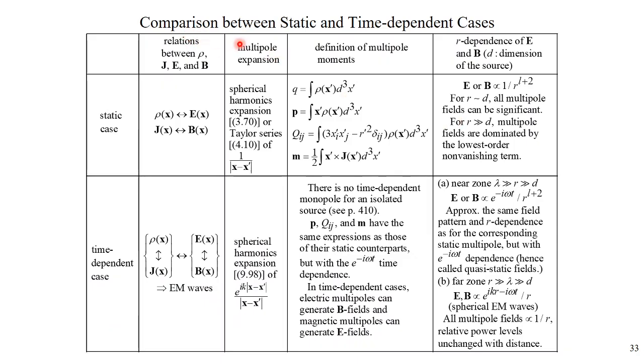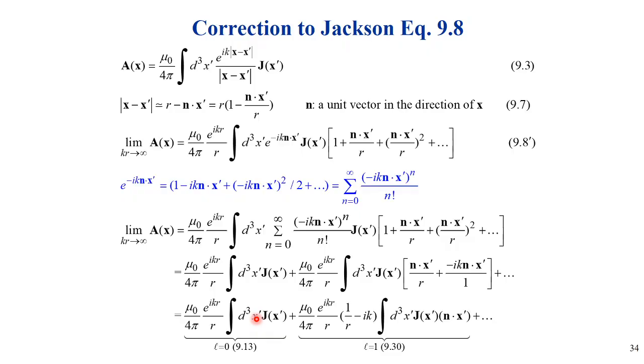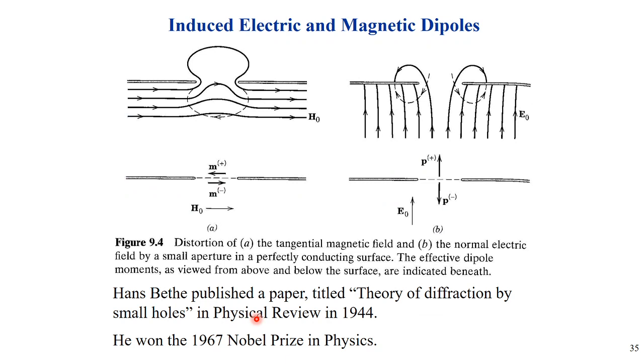So it's a comparison between static and time-dependent cases. Static case, okay, that's the static case. For the time-dependent case, we start from here. And we have some corrections for this one. And how to excite electric dipole and magnetic dipole. Here is a simple example. If we have H field inside a waveguide and we have a small coupling, the field will distort and leak outside, and outside it is equivalent to a magnetic dipole. So outside is dipole radiation.